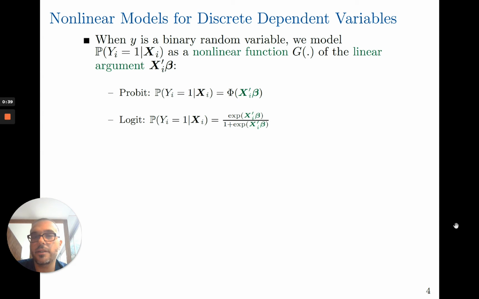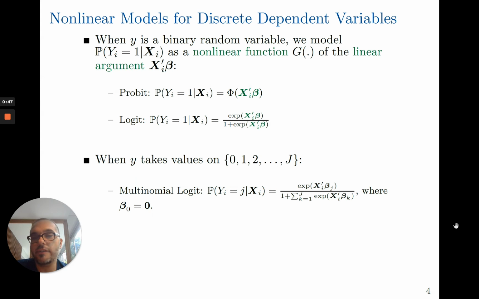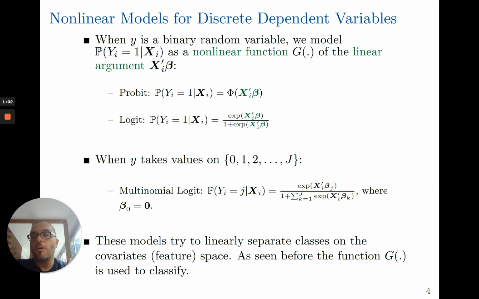So we have the probit, we have the logit, and if y takes values on multiple choices, we have the multinomial logit. What's common in all these models is that the argument is always linear. What these models are doing is trying to linearly separate classes on the covariate space, so the classes are linearly separable. This is very important.